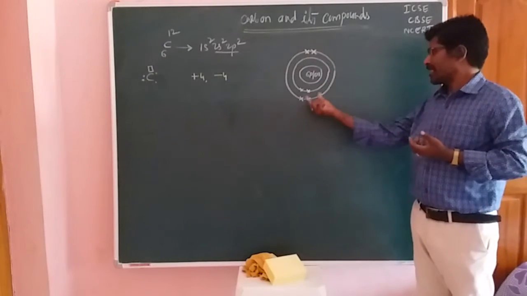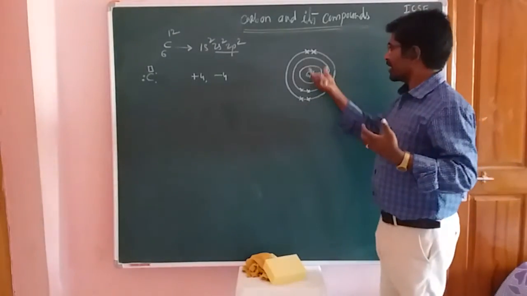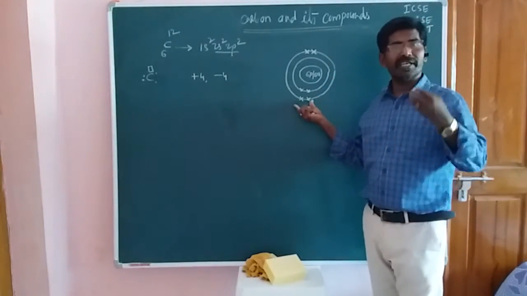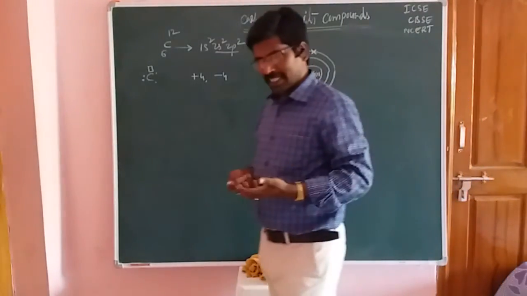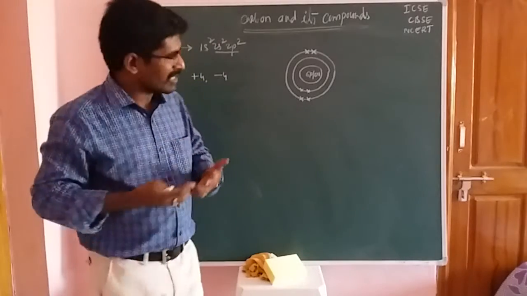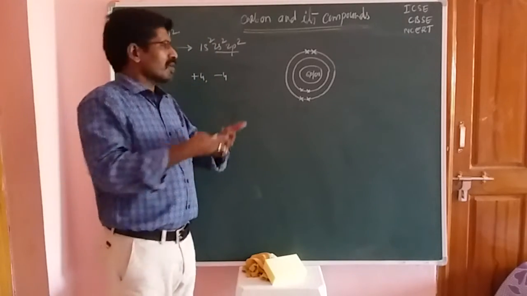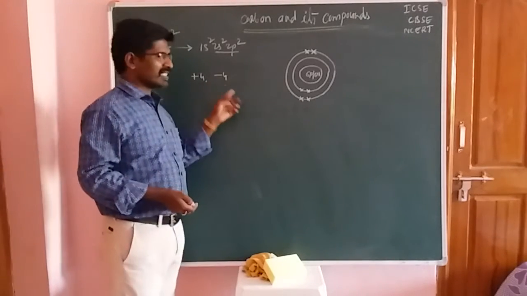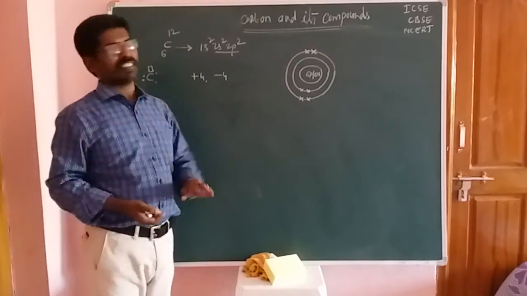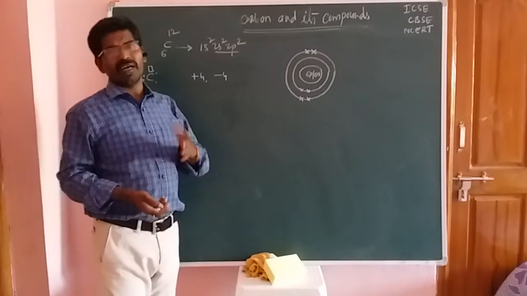Now when we increase the number of electrons by adding those 4 electrons, it is not stable, that means the capacity of the protons is not sufficient to hold them in those orbitals. So that's why the minus 4 oxidation state is the unstable state, but the plus 4 is the more stable oxidation state.